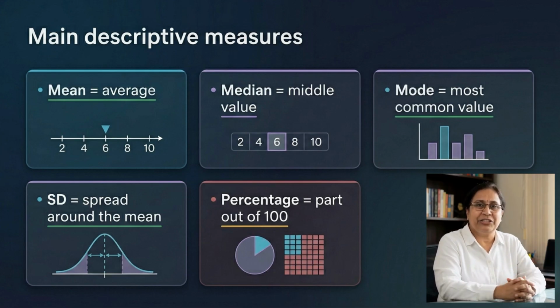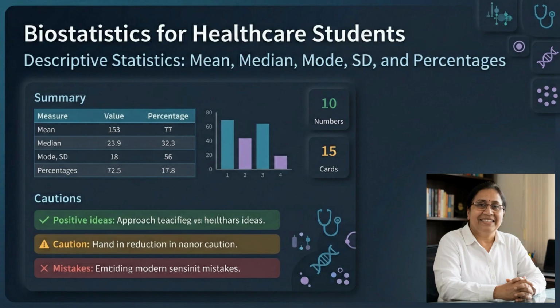And a percentage tells us how much out of 100. These measures help us describe data from different angles. Some tell us where the center is, and some tell us how much variation is present. Let us connect this to real examples.